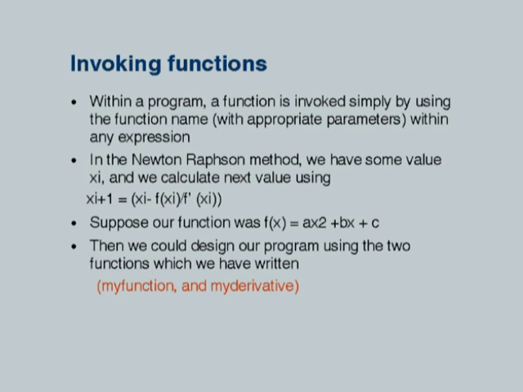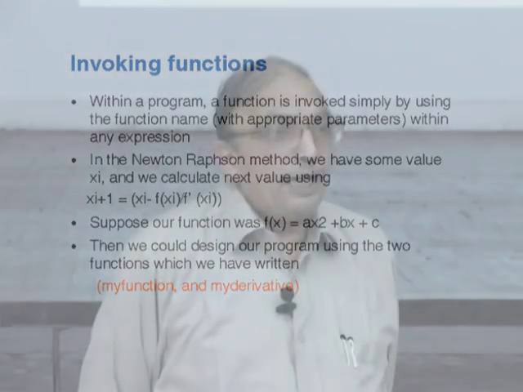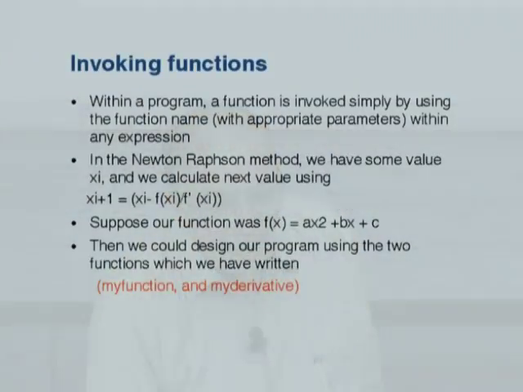Within a program, a function is invoked simply by using the function name with appropriate parameters within any expression. This should be underlined: within any expression. Wherever I can write an expression, any complex expression, such as 3.75 multiplied by z divided by q, an element of that expression could be a function invocation. Please note that a function really stands for a single value which will be returned by that assistant. Since a value can participate in the evaluation of an expression, wherever a value can be given, a function reference can be made instead.